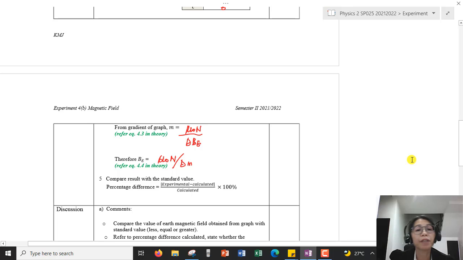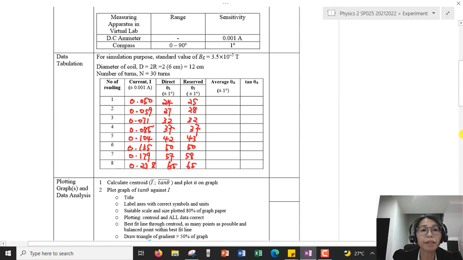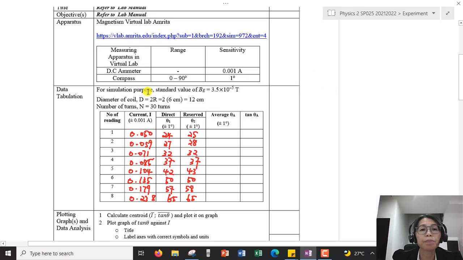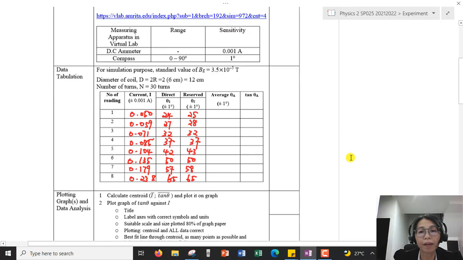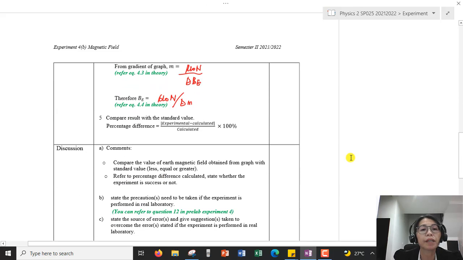After you have determined the horizontal component of the Earth's magnetic field, you are going to compare the result with the standard value. The standard value is given here. For this simulation purpose in the virtual lab, the standard value for BE is 3.5 times 10 to the power of -5 Tesla. Okay, so calculate the percentage difference.